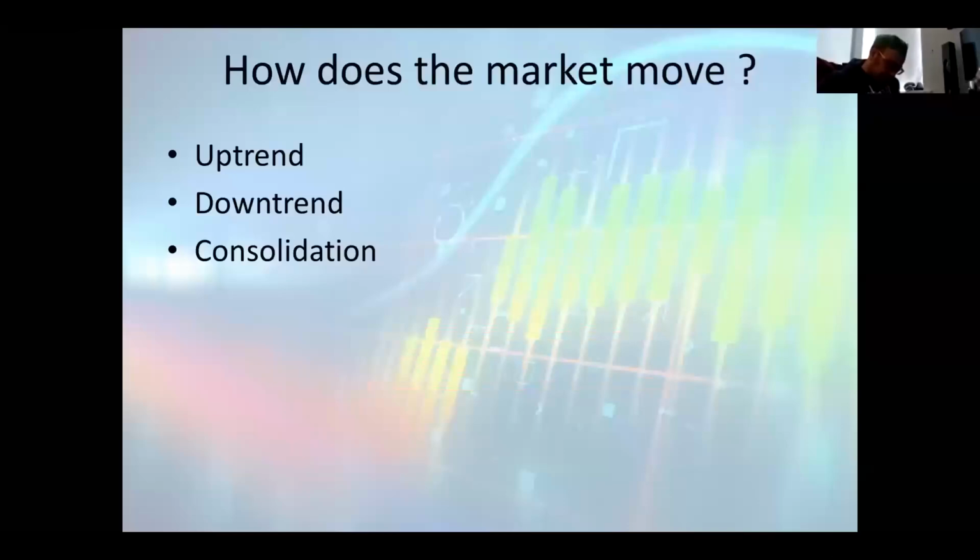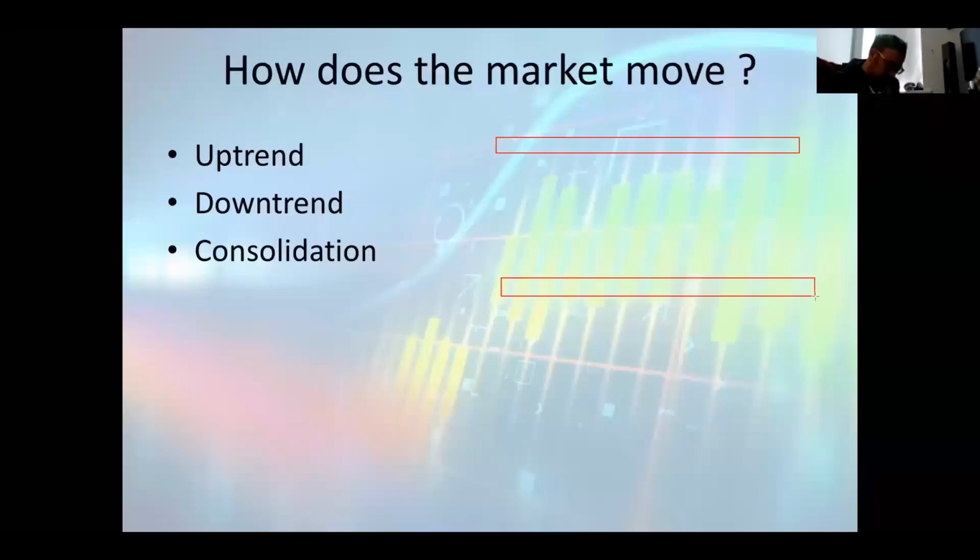Think about this. Let's say we have a resistance and then we have a support, right? And let's say this range is around 25 pips, right? And price is moving within this range, like this or like this, like this, like this, price moving within this range.